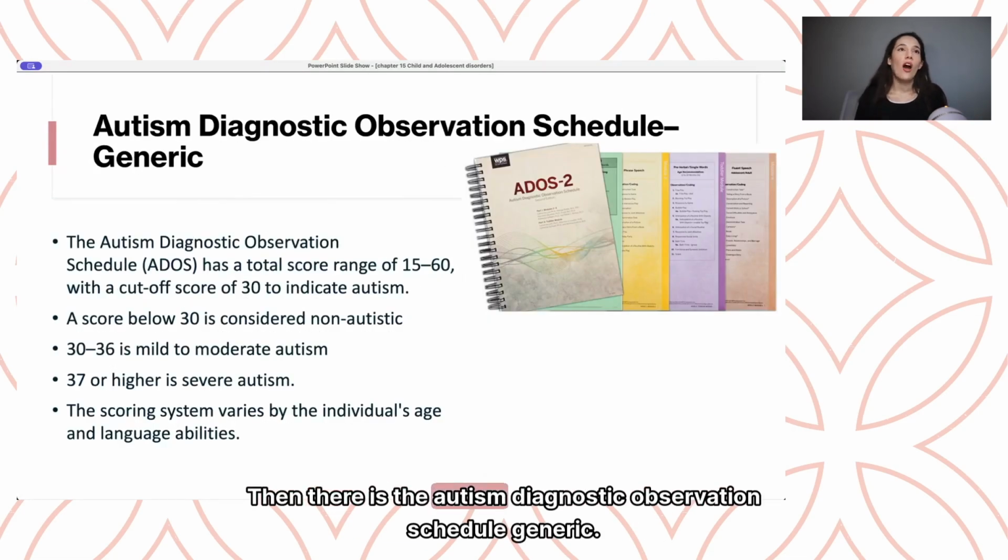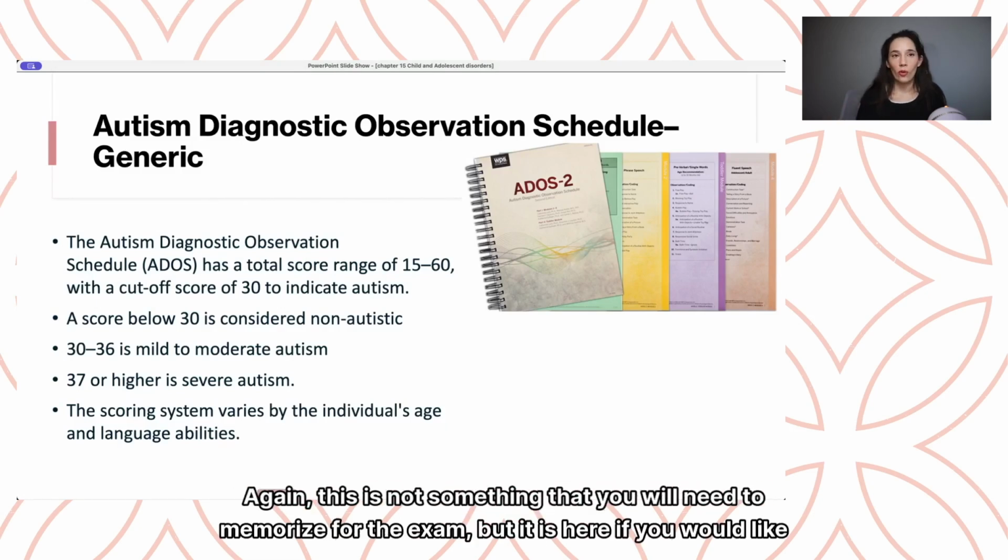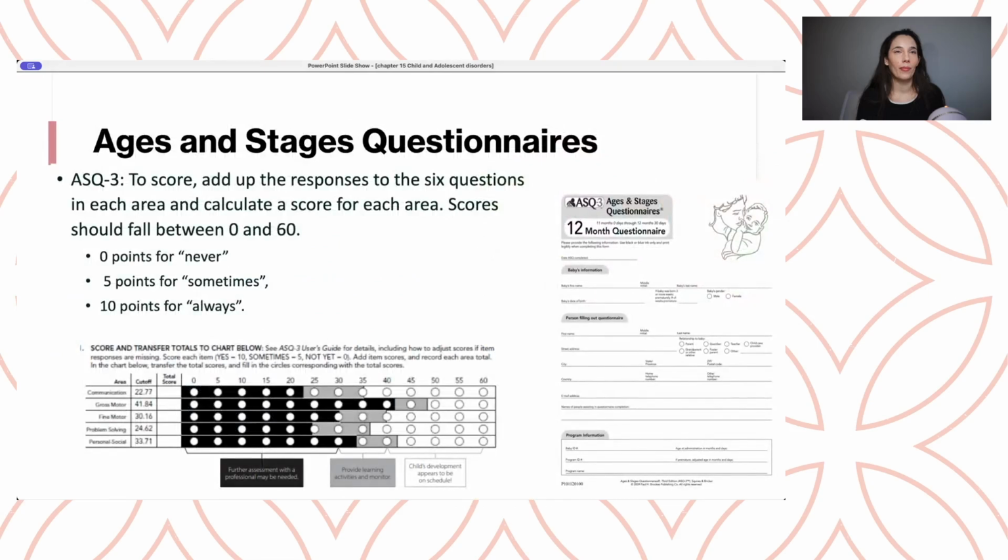Then there is the Autism Diagnostic Observation Schedule, Generic. Again, this is a picture of it, and these are the scores. Again, this is not something that you will need to memorize for the exam, but it is here if you would like to review it.